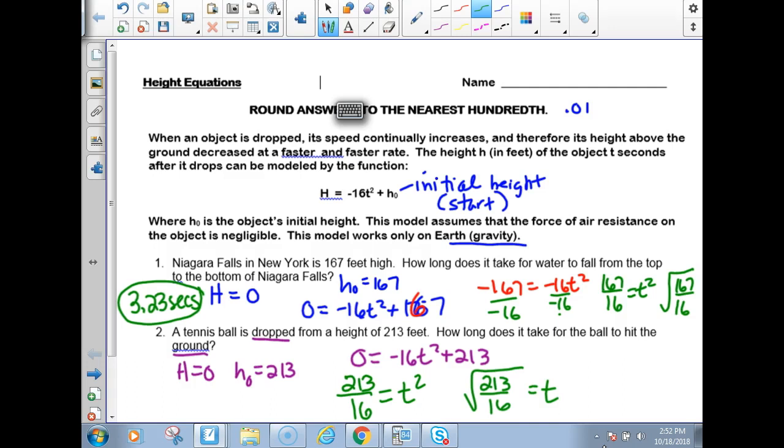What do you got? 2 what? 8? 3.6. Oh, so what are we going to round? 3.65 and then a 7?